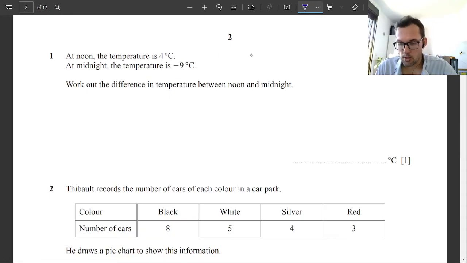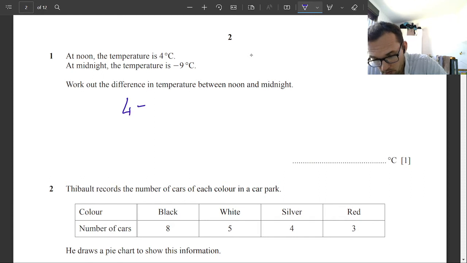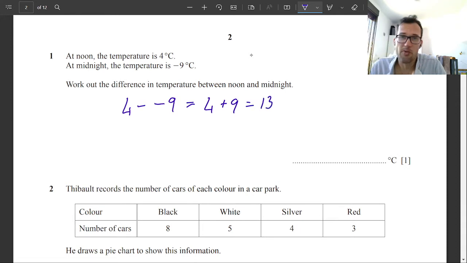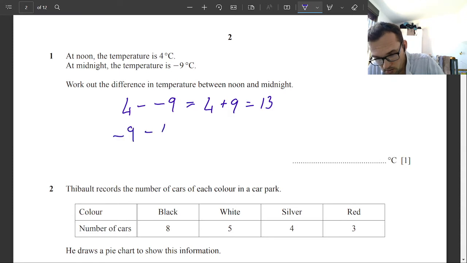Question 1. It tells us to work out the difference between the noon and the midnight temperature. Now, difference means subtract. So if we take the noon temperature and we subtract from that the -9, 2 minuses makes a plus, and we get 13. If we were to do it the other way around, we take the midnight temperature and subtract the noon temperature, we'll get -9 minus 4 is -13.